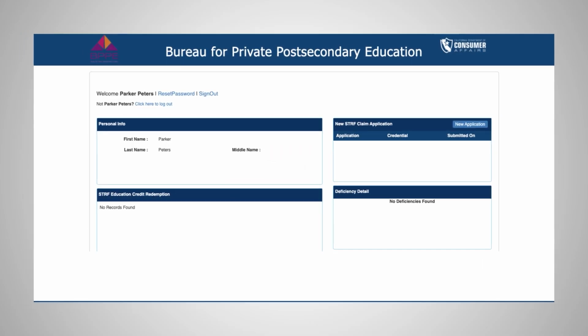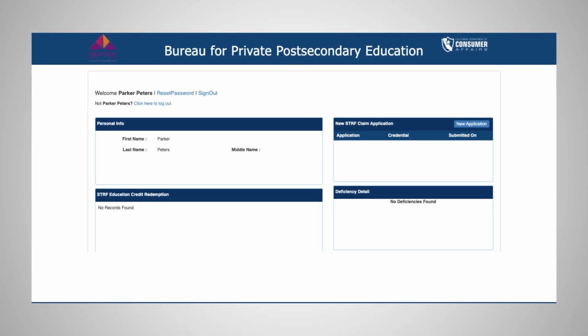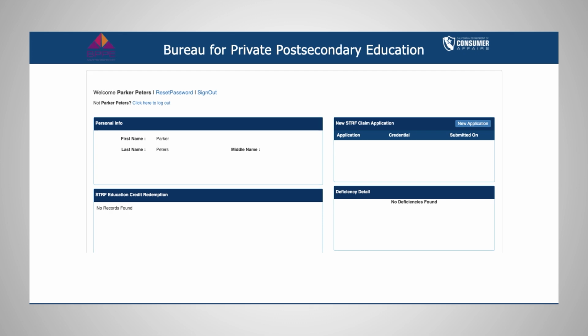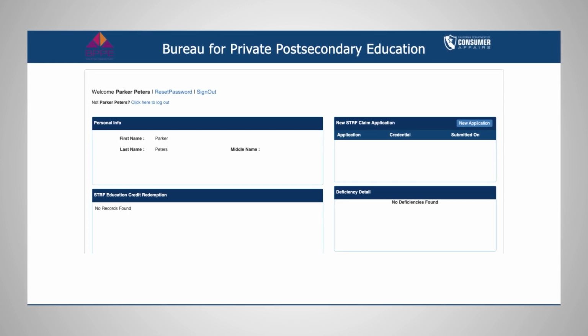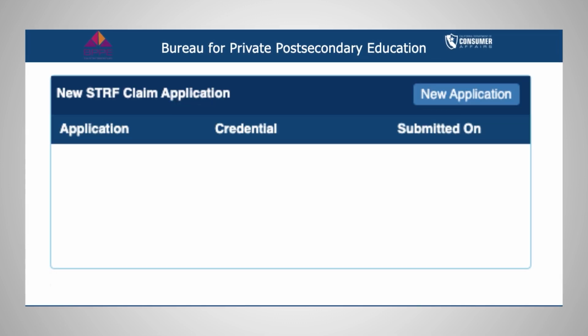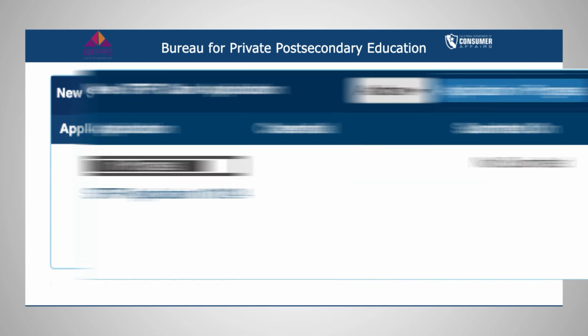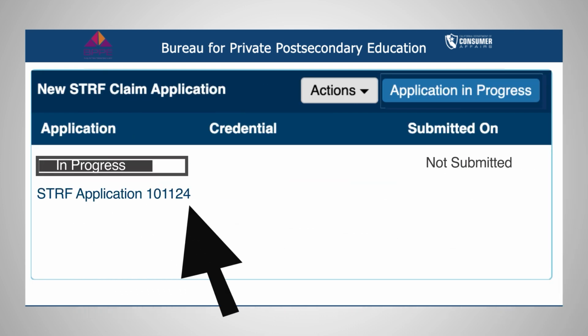Once you're logged in, you'll see your dashboard. This is where you'll file a STRF application or update an existing application that's already in progress. To start a new STRF application, click New Application. To update an existing STRF application, click on the hyperlink shown in your STRF application user portal.